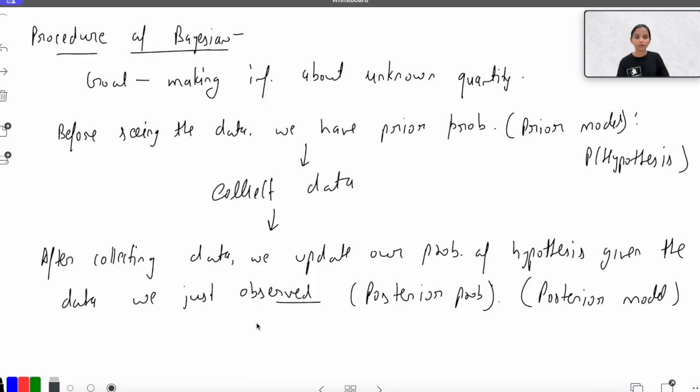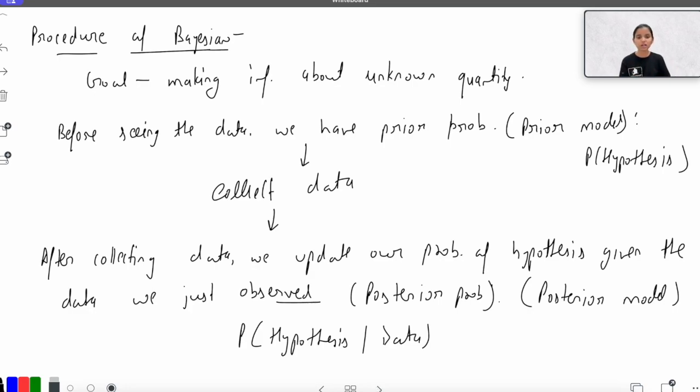So here we are going to see the probability of the hypothesis given that I have already collected the data. We are going to encounter this kind of procedure, which is basically a Bayesian procedure. You have some prior model, you collect some data, and then you update it to the posterior probability.